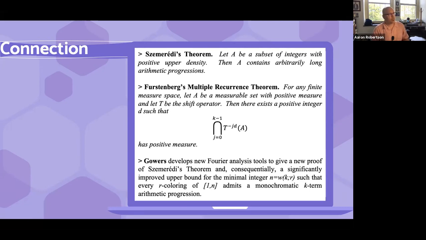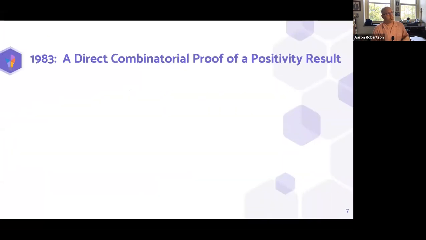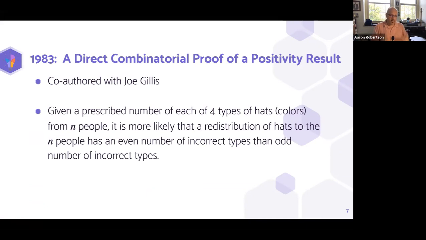So the next result, direct combinatorial proof of a positivity result. It was co-authored with Gillis, and here is what the paper is about. So each of 4 types of hats. And so there's no mention of colors in here, but what is really going on is we are coloring people.